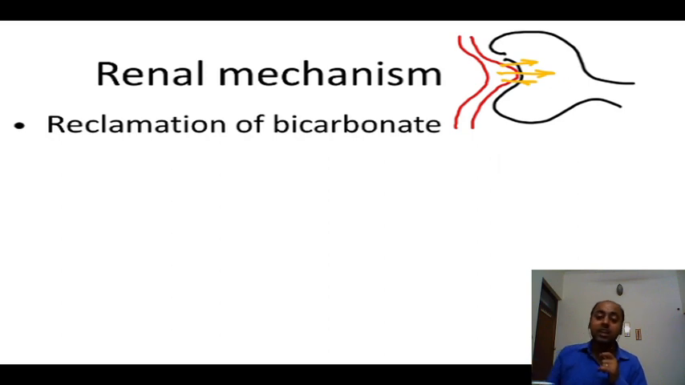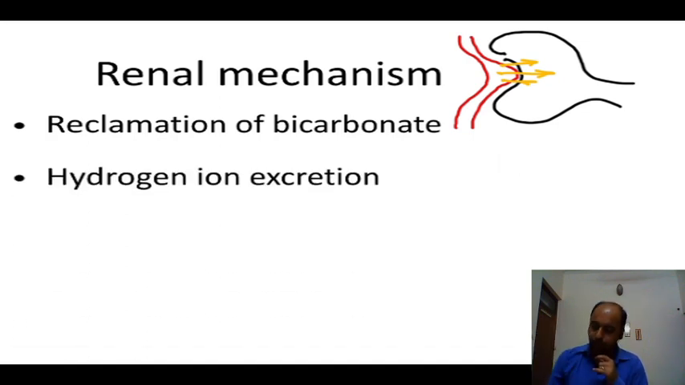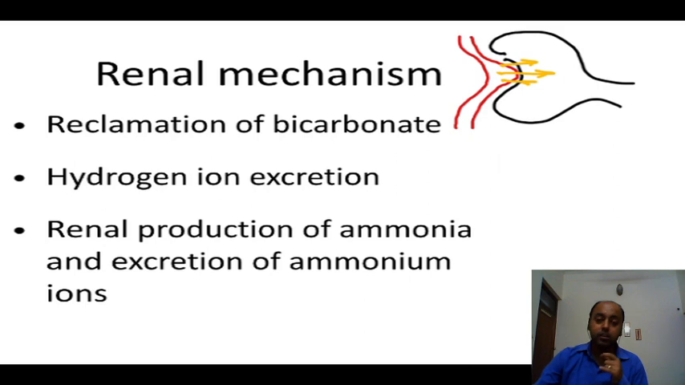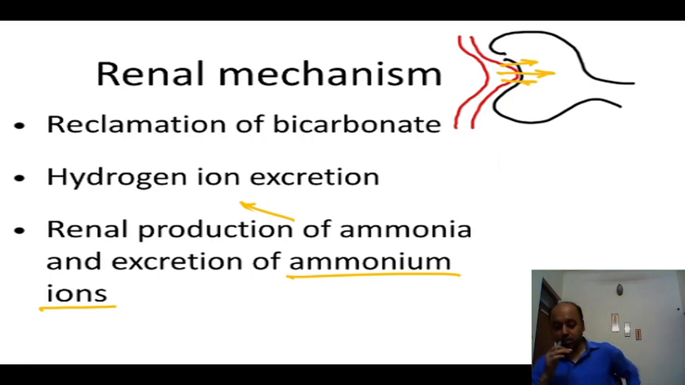This bicarbonate is reclaimed, and that is one buffering action. We can change the rate of reclamation. If you want more bicarbonate, rate of reclamation can be increased. If you want the bicarbonate to be lost, the rate of reclamation can be decreased. Hydrogen ion excretion, we'll see how the hydrogen excretion can occur. And third, production of ammonia. This ammonia buffers the hydrogen ion and forms the ammonium ion, which is then excreted. So these are the three mechanisms which act at the level of kidney and provide the additional buffering action.